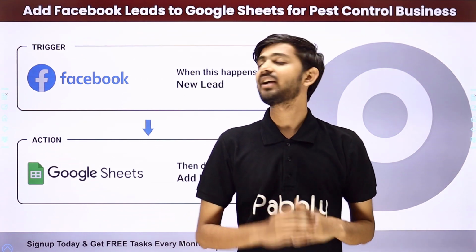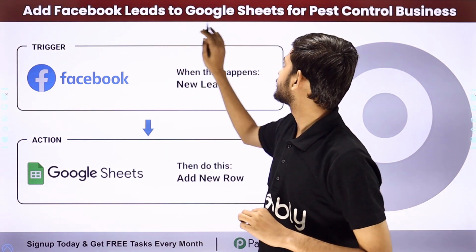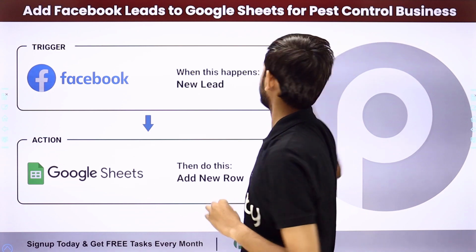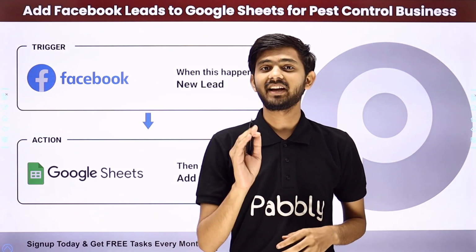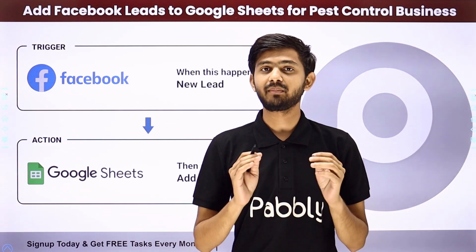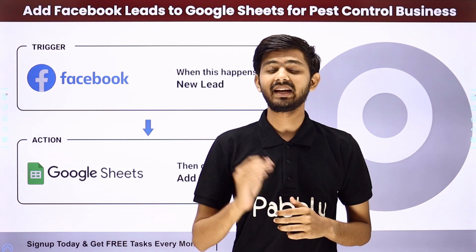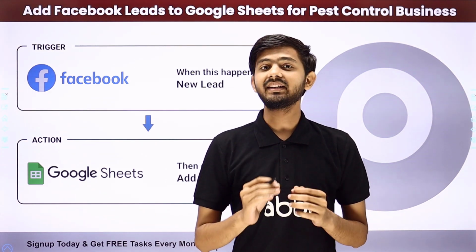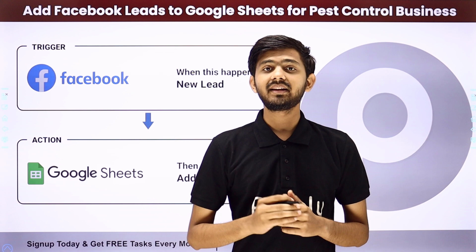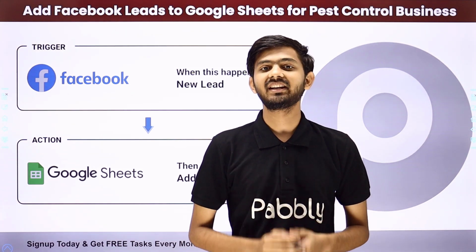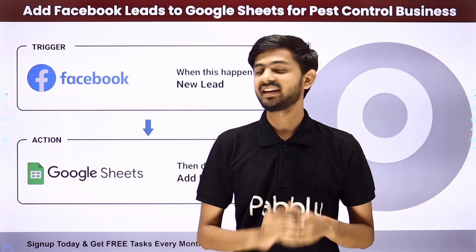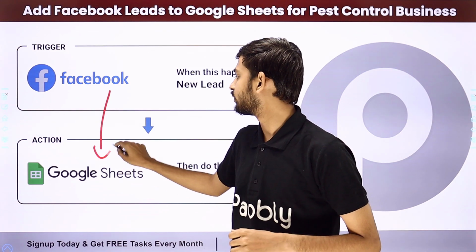Hello everyone, today our topic is how to add Facebook leads to Google Sheets for a pest control business. So here our objective is that whenever I get a new Facebook lead for my pest control business in Facebook lead ads, I want to capture these lead details and add them automatically to my Google Sheet. For that, we will create an integration between Facebook lead ads and Google Sheets.